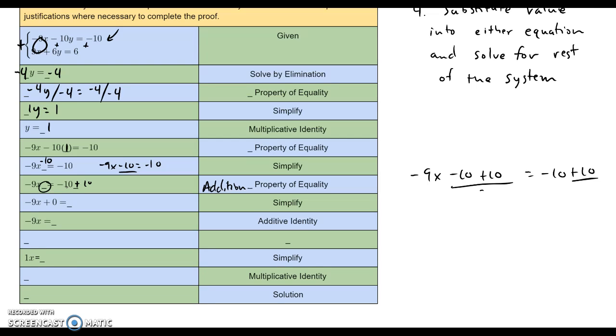Now that we simplify, we know that these simplify to 0, and they already simplified that for us. And we know that negative 10 plus 10 also simplifies to 0 on the other side. Then we use the additive identity. We don't need to write the plus 0, so we have just negative 9x equals 0. And now it's time to get rid of the negative 9. So we're going to divide. So negative 9x divided by negative 9 equals 0 divided by negative 9. When we simplify, we get negative 9 divided by negative 9 is 1, and 0 divided by negative 9 is 0. And we can use the multiplicative identity to write it as just x equals 0. And then our solution, again, in coordinate points, we have 0 for x, which comes first, and then for y, we had 1. So this would be our final answer.